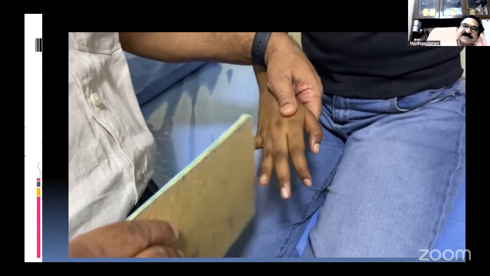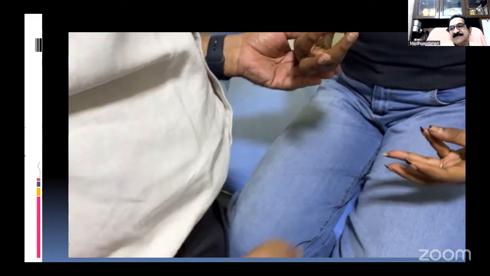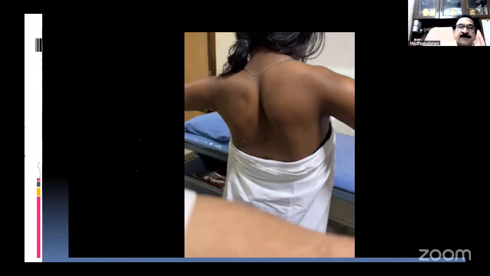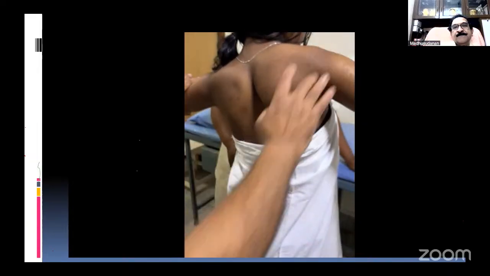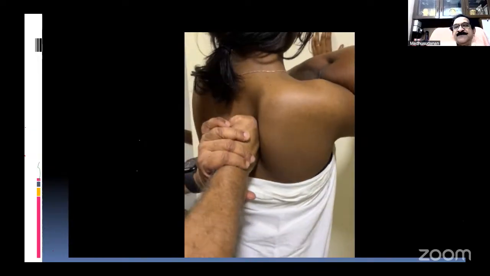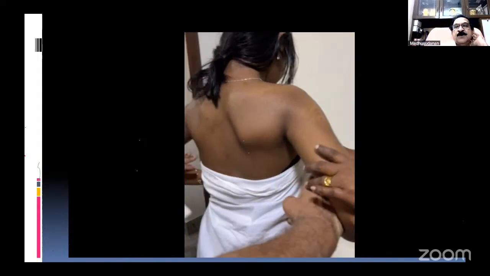So, very funny presentation. Right upper limb proximal muscles more weak. Left wrist and finger extensors more weak. Small muscles slightly more weak on the right. Trapezius is normal. Unable to test because of deltoid weakness. Checking the serratus anterior, it is weak on the right side. Rhomboids were normal.